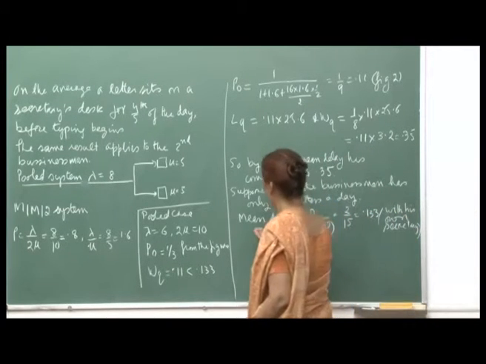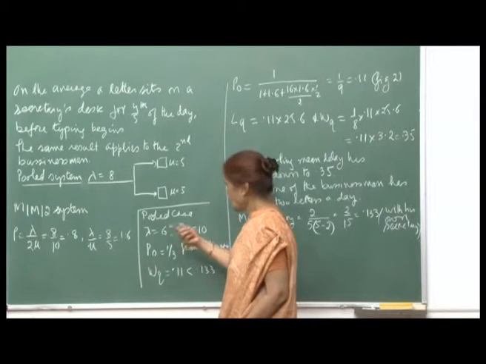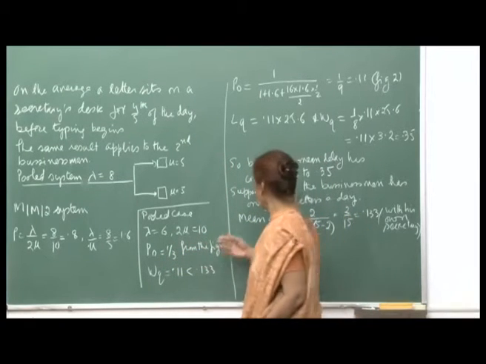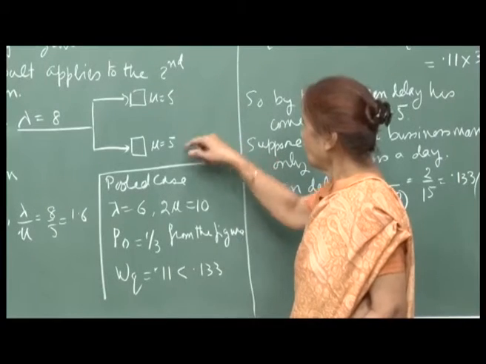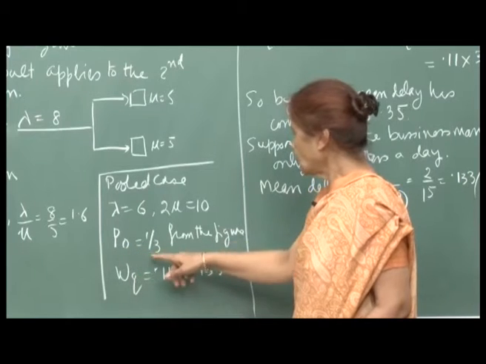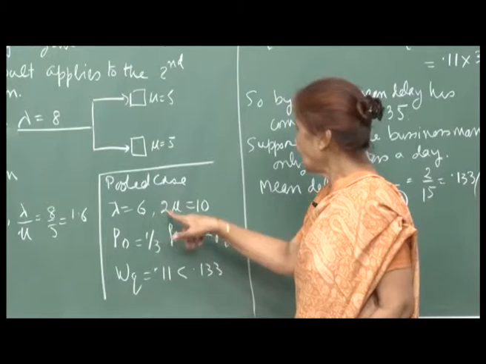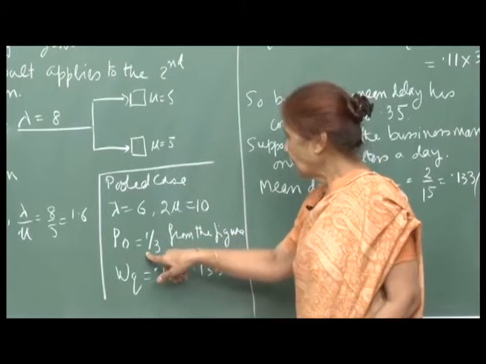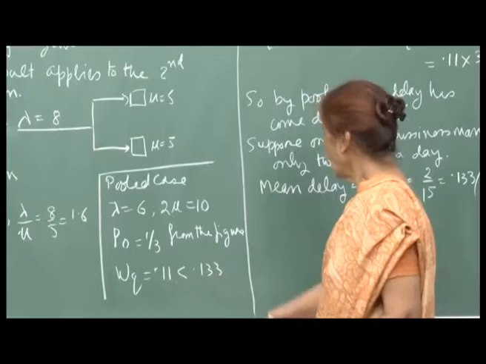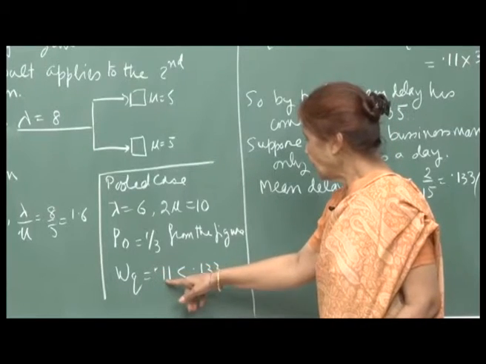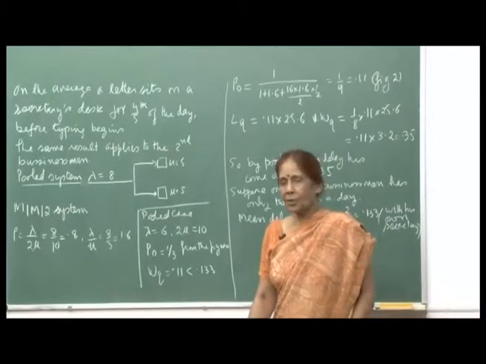Now, if we pool the two secretaries, then lambda becomes 6, because one businessman is getting 4 letters to be typed, and the other one has only 2. So, lambda equal to 6 and 2 mu will be 10, because each of them can type 5 letters a day. So, therefore, P 0 is 1 by 3. Now, this we get from the figures that I have given you. For these values of lambda and mu, you find P naught, which comes out to be 1 by 3 from the figure, and therefore, your W q would be 0.11, that means the mean delay would be 0.11, which is still less than 0.133. So, you see pooling definitely is a better option.